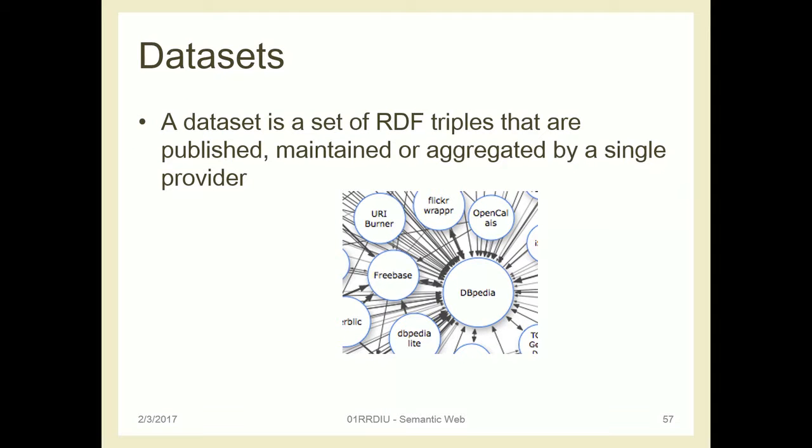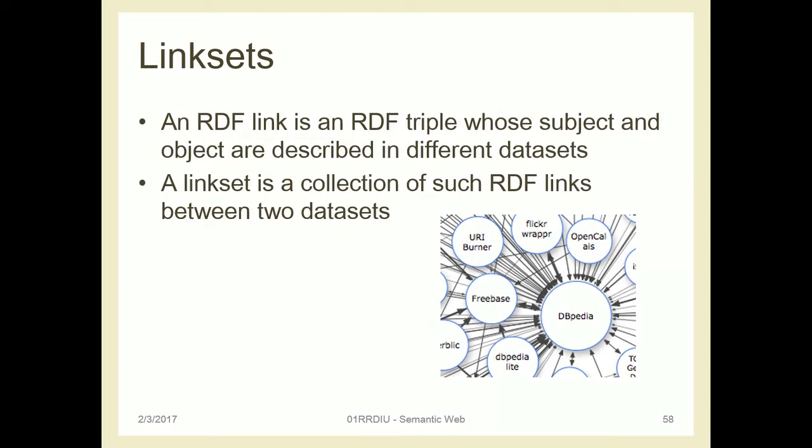Just a couple of definitions. A data set is a set of triples in RDF that are published. So in these pictures, the data sets are the circles, and we can define a link set: the collection of the links that link the same subject described in different data sets.